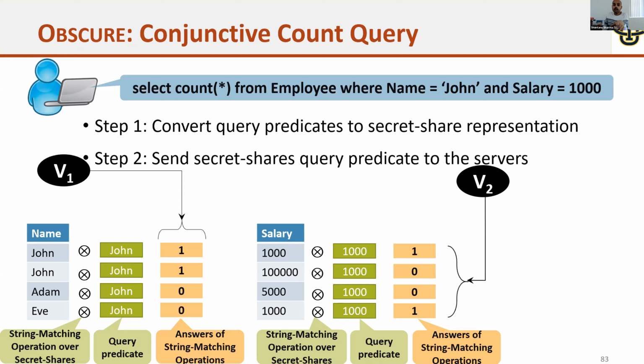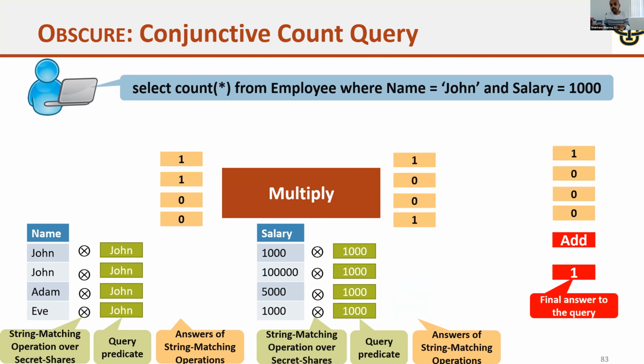Now for the salary column, the cloud will perform the string matching operation and it will get vector v2. These two vectors stay at the cloud side. But since my query is a conjunctive query, these vectors are not giving me the final answer. So the cloud will also multiply these two vectors. After multiplication, the cloud will get 1 0 0 0. This is again the size of the database. But since secret sharing is additively homomorphic, I can add all the values, and it will give me only one value. This is the final answer. So I will return only one value to the user, regardless of the database size.